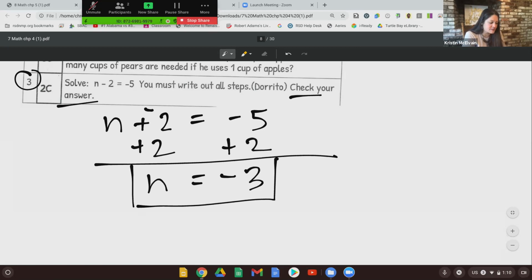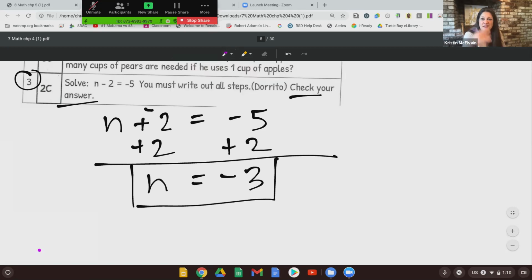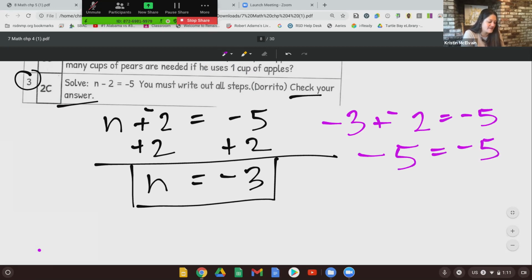Here's what you do. You simply plug in the value. Ooh, all right, I'm writing in purple, but I'm using a fat tip, so hopefully you guys can see it. So I don't know if you guys were having the problem with the color or whatever. So I'm just going to plug in -3 for n. So if I were to put -3 plus -2 equals -5, is that correct? Correctamundo, -5 does equal -5. So yes, this is the correct answer.